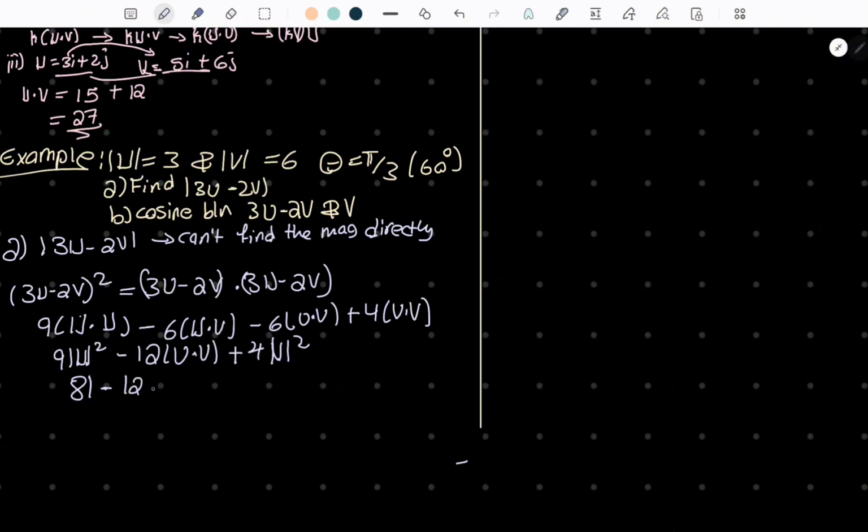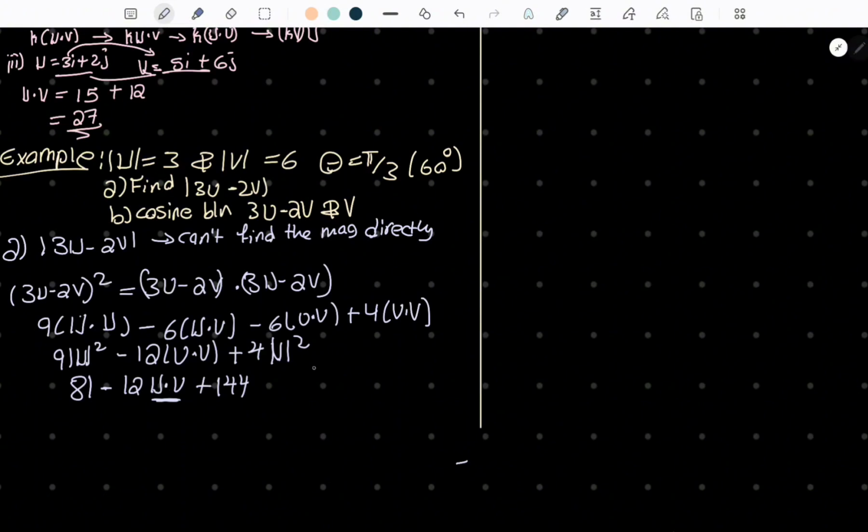Then minus 12 u dot v plus 4 times v squared. We obviously have the magnitude of v, which is 6. 6 times 6 is 36. 36 times 4 is 144. And then first we need to find the dot product.